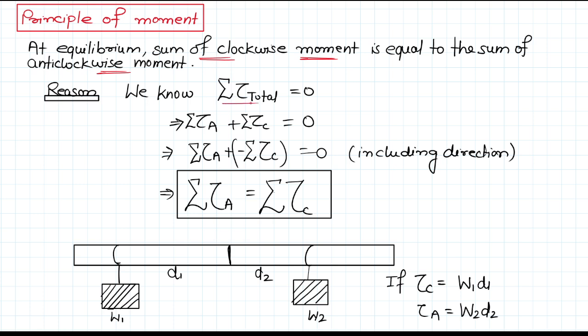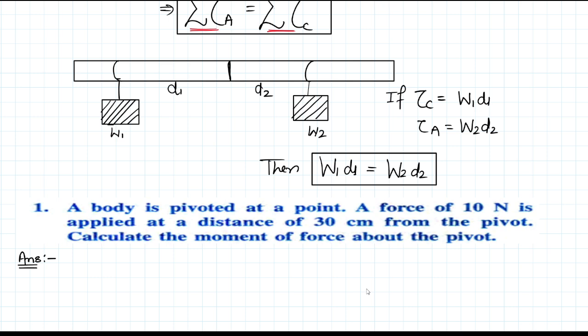The reason: we know the summation of total torque equals 0. So summation of torque A plus summation of torque C, where tau A means anti-clockwise and tau C is clockwise, gives the total torque. Including directions, tau C should be negative. So summation of tau A equals summation of tau C.